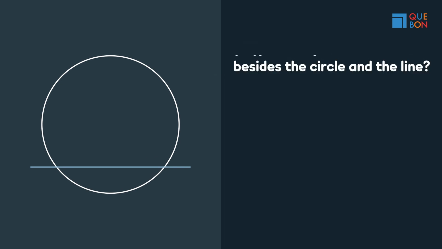If we look at a circle, we should be able to see the point in the center. Because this point is in the center, we call it the central point. Now, a straight line is drawn on the circle. What do you see besides the circle and the line?